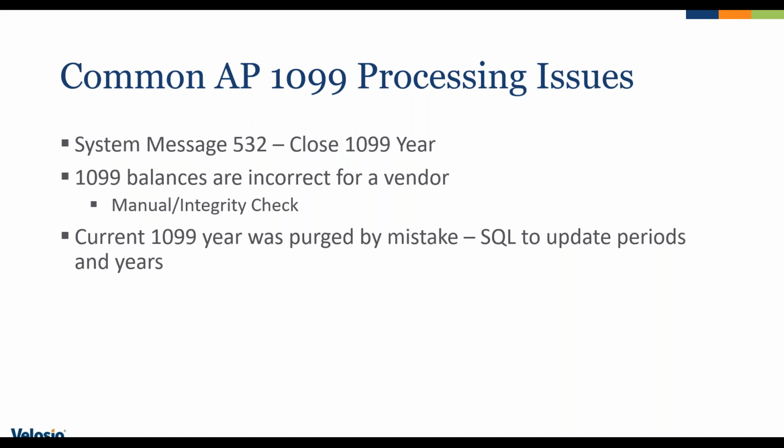And there's also the integrity check that will rebuild 1099 amounts. That assumes that your setup has been accurate over the course of the year, though, for that to have any impact. If you happen to run into a scenario where the 1099 year was purged too many times on accident or maybe too early, you can reach out to Velocio or Microsoft support, whomever, for assistance with some SQL updates that can be utilized to reset those years back for you and make sure that the 1099 amounts for those are rebuilt.